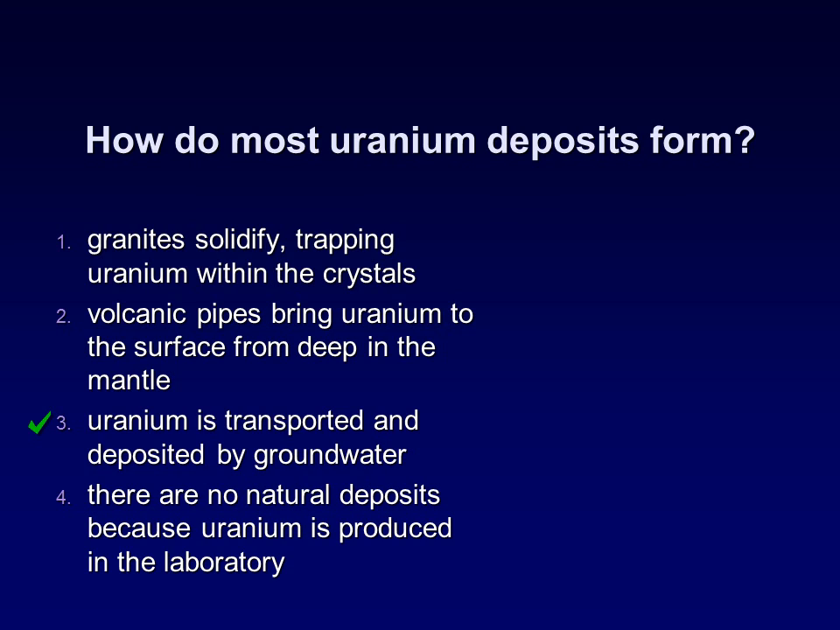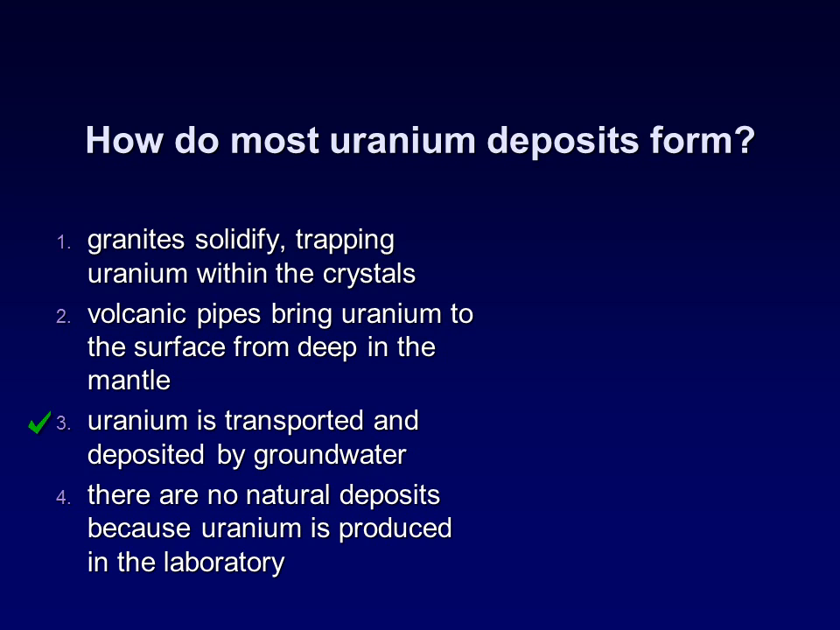Number 1, granites solidify, trapping uranium within the crystals. No, we didn't say anything about that, right? Number 2, volcanic pipes bring uranium to the surface from deep in the mantle. No, that one is a little bit tricky because it uses the word pipe, and you can find uranium in breccia pipes. But remember, a breccia pipe is from a collapse, right? And it's got those angled pieces of rock. That's why it's breccia. Volcanic pipes do not bring uranium to the surface from deep in the mantle.